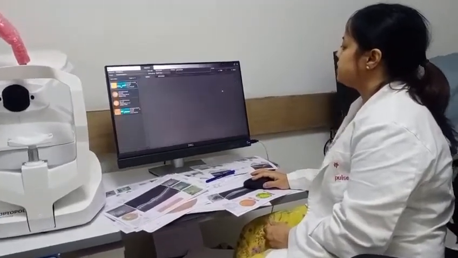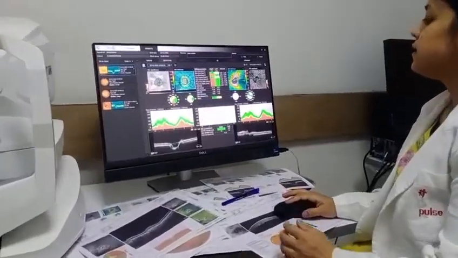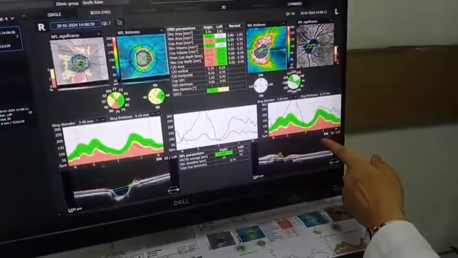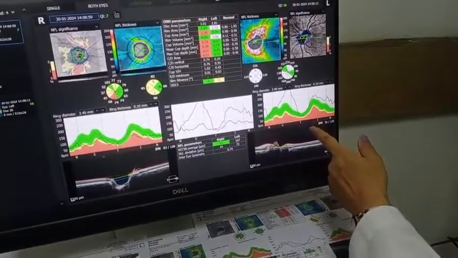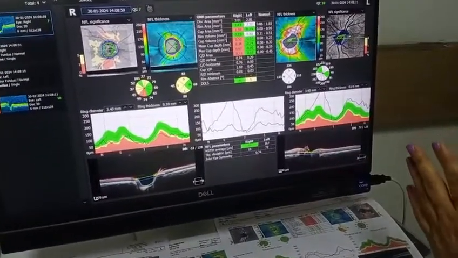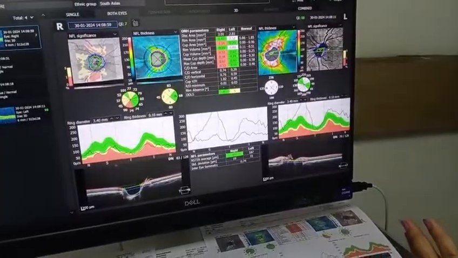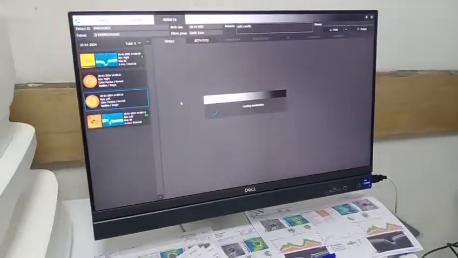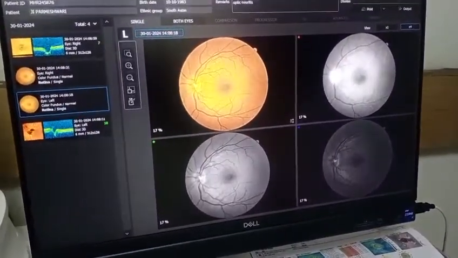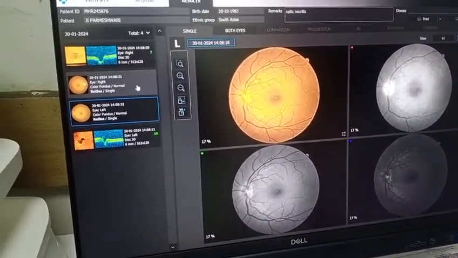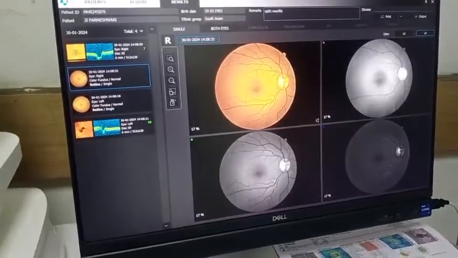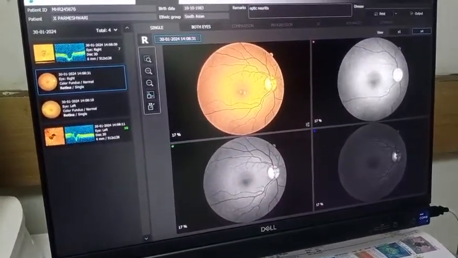That you can see here is a spike. Here's a spike of the disc edema. So this is a typical case of left optic neuritis. You can see here from this photo, blurring of the disc margin compared to the right eye.